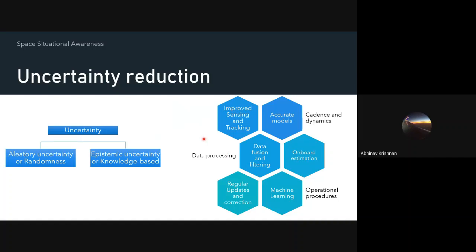Yeah, so the final topic of space situational awareness itself is the uncertainty reduction. There are two types of uncertainty. One, randomness because of your system. You might be using a bad optical telescope or a very good optical telescope or a very bad radar system. All of that introduces a type of bias into the system that can prevent you from doing accurate observations. And you have to account for those uncertainties by testing rigorously.